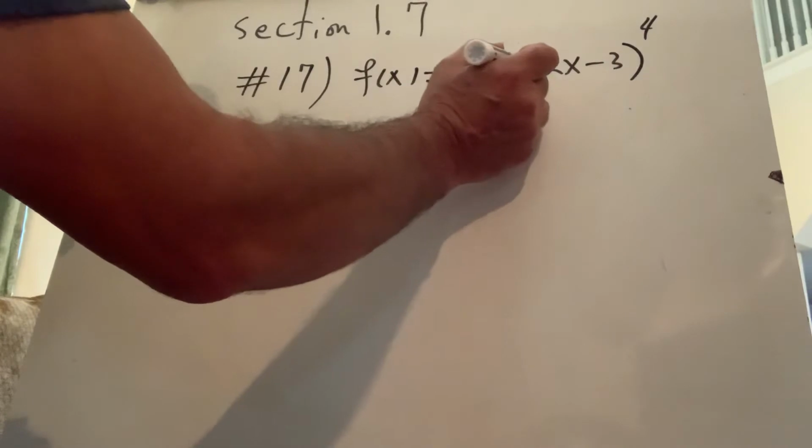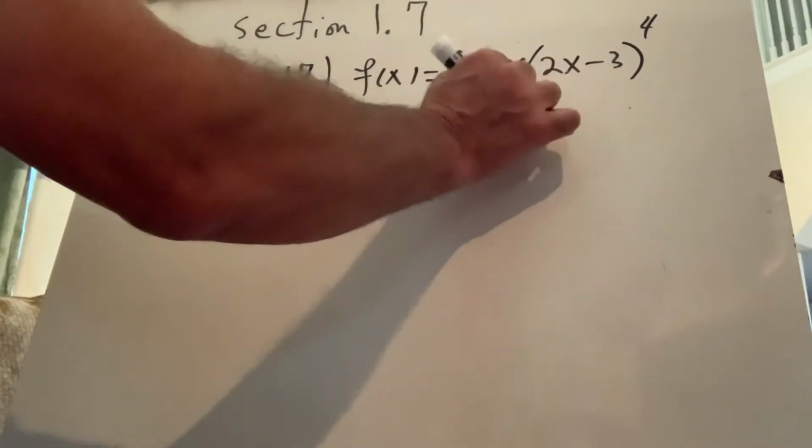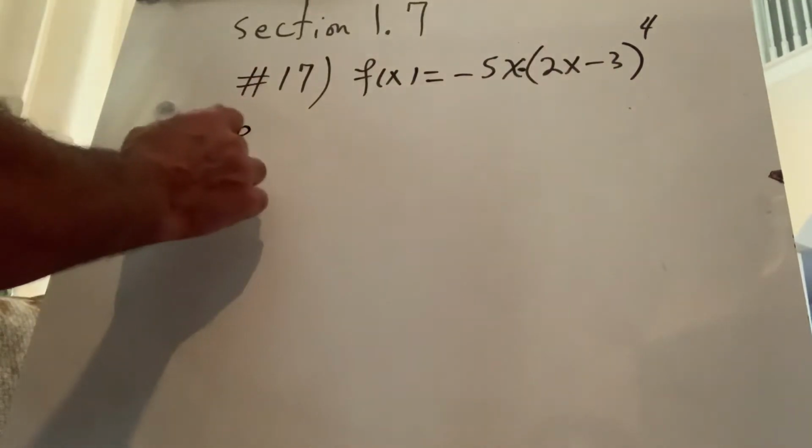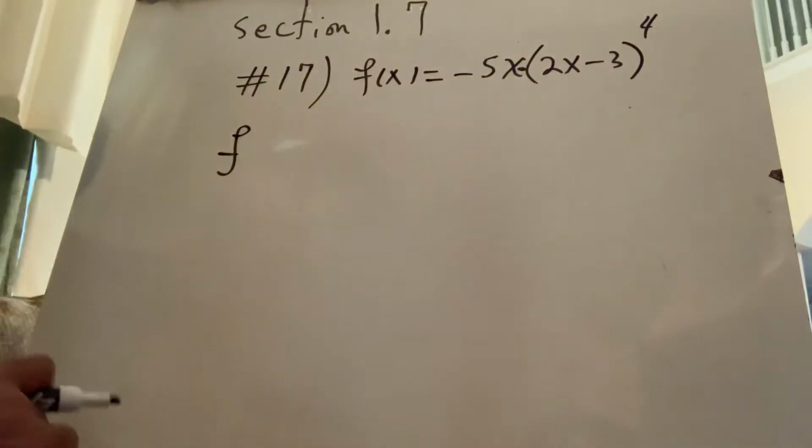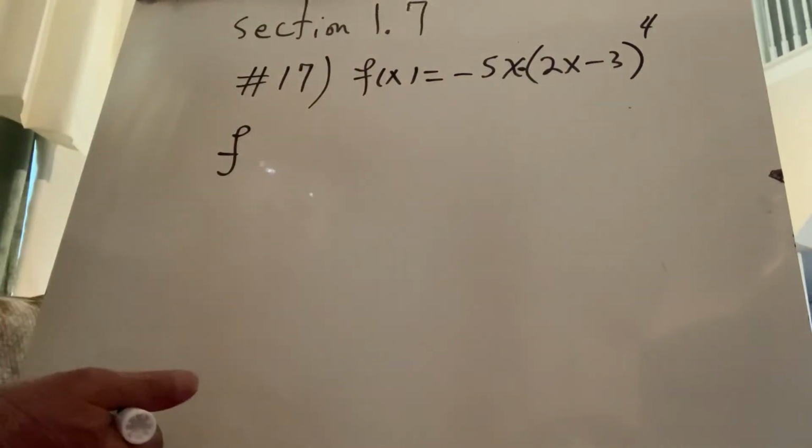First of all, you do see a product because this is negative 5x times. So I'm going to start with the product rule, and then within that you do have to use the extended power rule, because again you have a function to a power. That's why they give you this problem in this section, because in section 1.7, one of the rules we learned was the extended power rule.